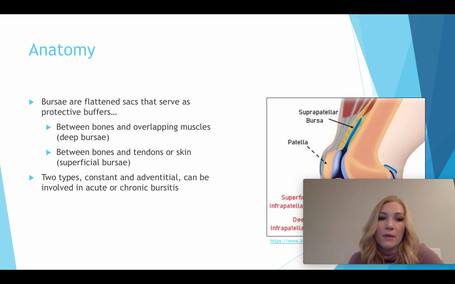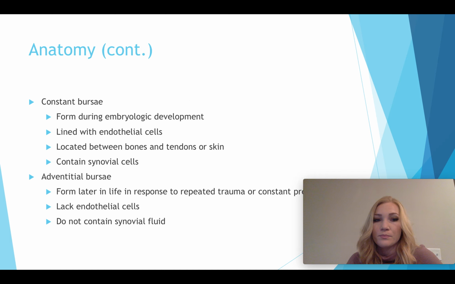So some anatomy. Bursae are flattened sacs that serve as protective buffers between bones and overlapping muscles. We call those deep bursae. It's also between bones and tendons or skin. We call that superficial bursae. And we also have two types, constant and adventitial, and they can both be involved in acute or chronic bursitis.